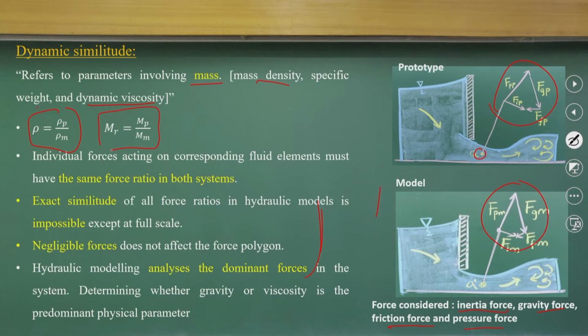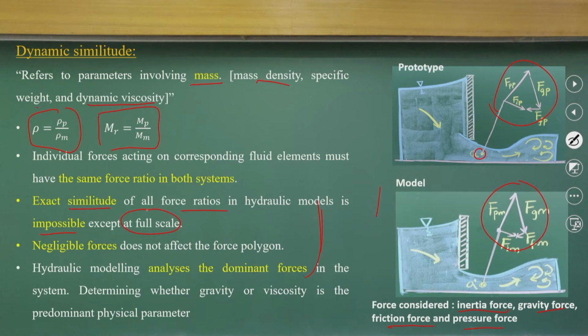So, individual forces acting on a corresponding fluid element must have the same force ratio in both the systems. Okay. Both the systems have the same force ratio. Exact similitude of all parts in hydraulic structures is impossible, except at full scale. So, to have exact similitude, the geometric similitude should be satisfied, kinematic similitude should be satisfied, and the dynamic similitude should be satisfied.